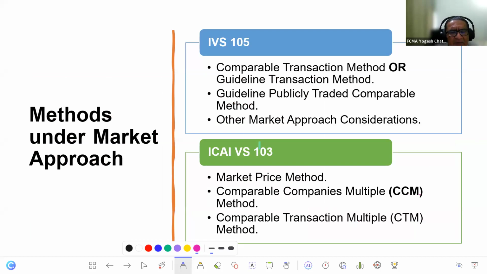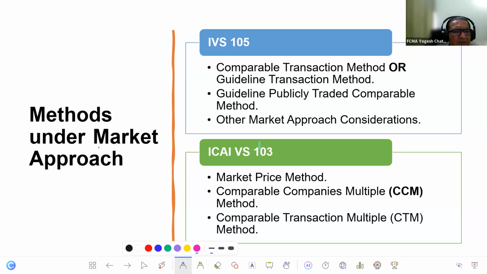Apart from whatever valuation methods are highlighted in the valuation standard, there can be other methods of valuation. The list of methods is not exhaustive, it is illustrative in nature. That is just providing examples of methods. So it is very important to understand that.